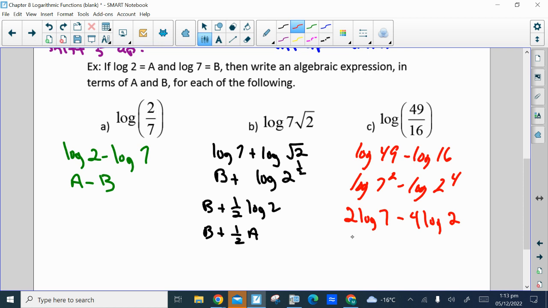And because log of 7 is equal to b, that's 2b. Log 2 is equal to a. So now they're written in terms of a and b.